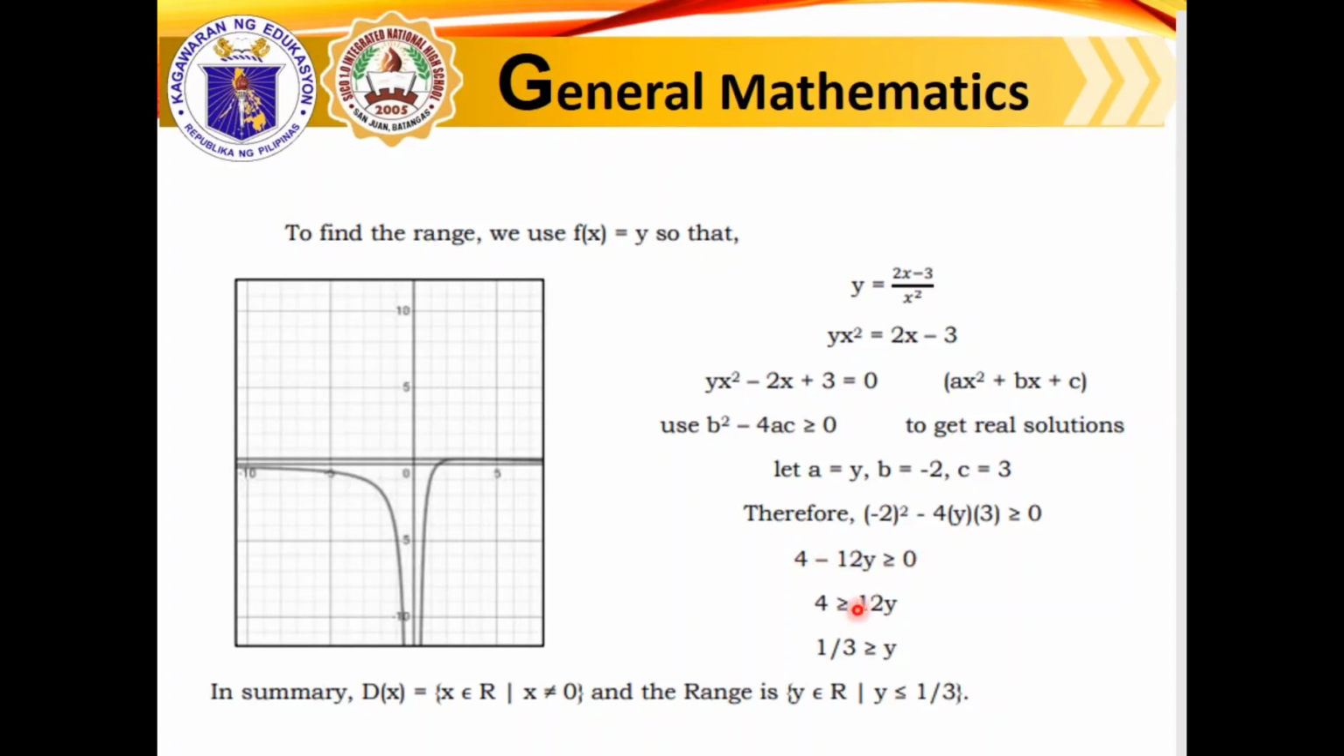4 is greater than or equal to 12y. So therefore, 1/3 is greater than or equal to y. So in summary, the domain of x is: x such that x are all elements of real numbers such that x is not equal to 0, and the range is y such that y are all elements of real numbers such that y is less than or equal to 1/3. So as you can see, the symbol changes because we transpose y to the other side. So it will become 1/3.